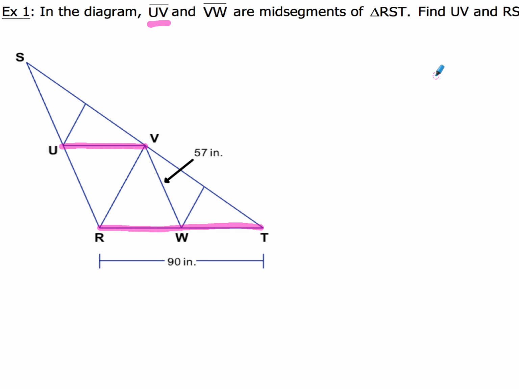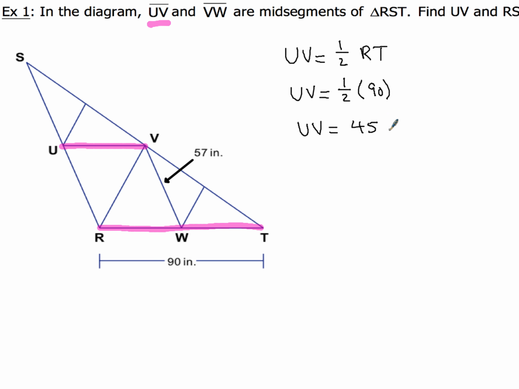So UV, we're going to go ahead and get after first. When I go to find that, I want you guys to write this equation like this. Now, what was the relationship between UV, the smaller piece, and RT, the larger mid-segment? So we're going to have UV equals half of the larger mid-segment, which in this case is RT. We don't know what UV is, so we're just going to leave that as that. RT, we know that's 90 inches, so we're just going to substitute 90 in for that. Now, doing your arithmetic, you just end up with 45.